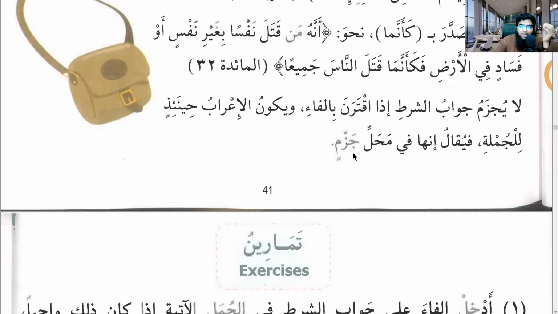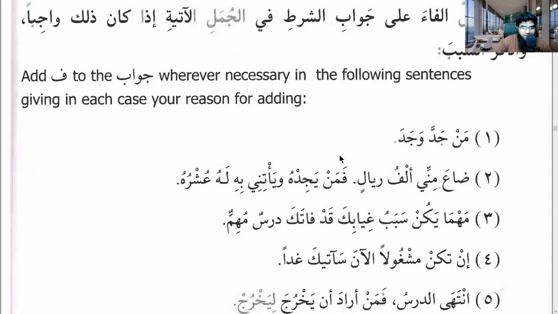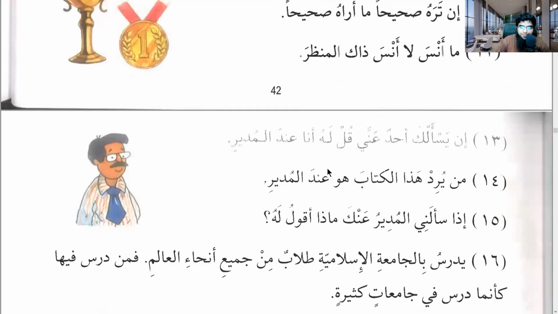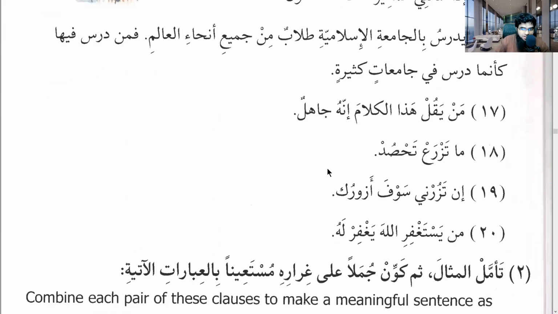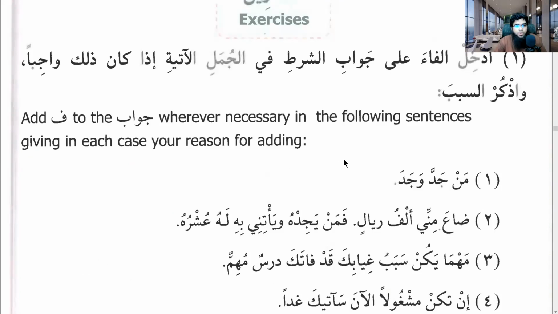And we say the sentence is in the place of jazm. So we make the whole sentence majzum. All right. And he has some exercises for that, for all this. How many sentences? 20 sentences he asks us to practice this. Let's practice. Let's open the answer sheet.